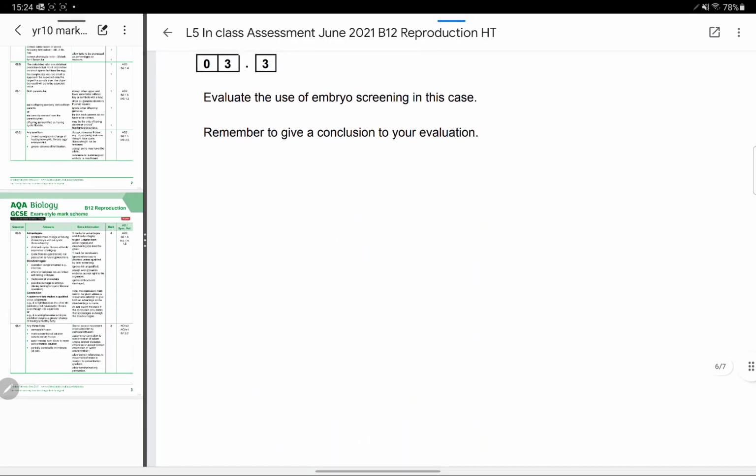Now, evaluate the use of the embryo screening in this case. Remember to give a conclusion to your evaluation. Some people didn't read the question properly and didn't give a conclusion. So what does evaluate mean? Well, evaluate means give the pros and the cons and then come up with your own conclusion. It doesn't have to be a correct conclusion. As long as you have said, this is what's good, this is what's bad, and this is my conclusion, you're going to get a mark for the conclusion.